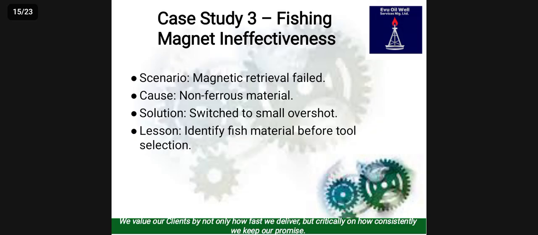Case study number 3, magnetic fishing failure. You can see we are considering various fishing methods now. Magnetic fishing failure. The scenario is this: magnet didn't catch. What was the cause? Fish wasn't ferrous. It doesn't contain elements of iron in its metallurgy.